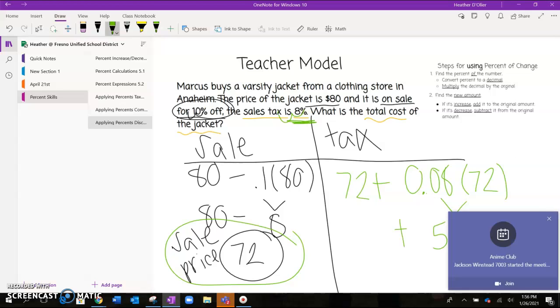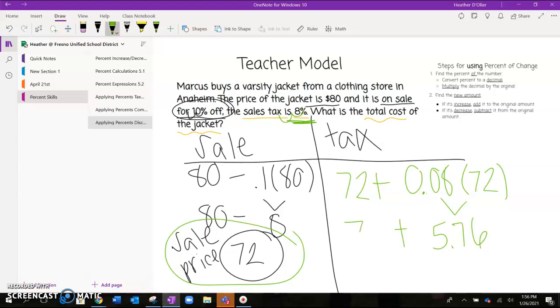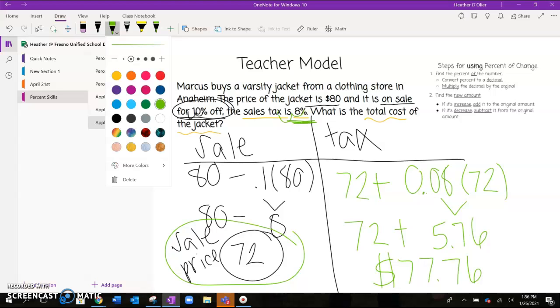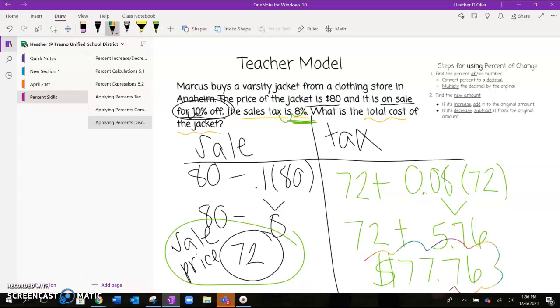I have to add it to the 72. So I'm doing 72 plus 5.76. And I get that Marcus is going to pay a grand total of $77.76. Ooh, rainbow, that sounds fun. Woo! That's how much he's paying all told.